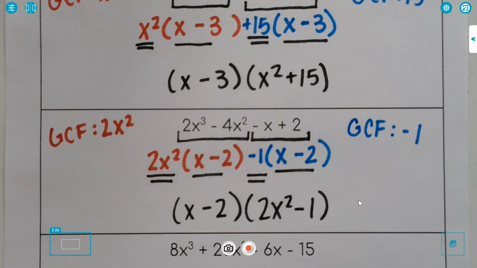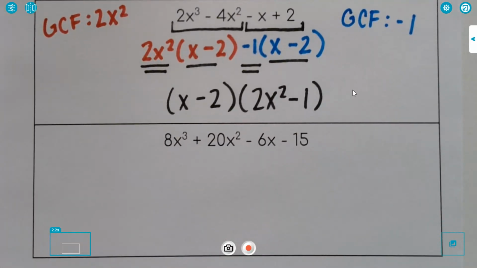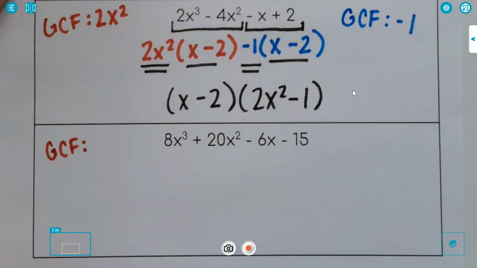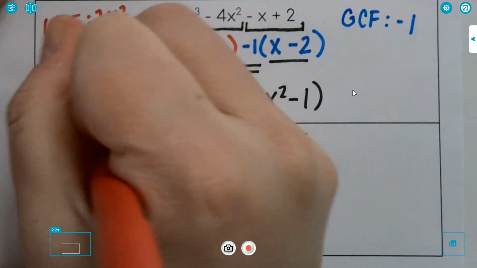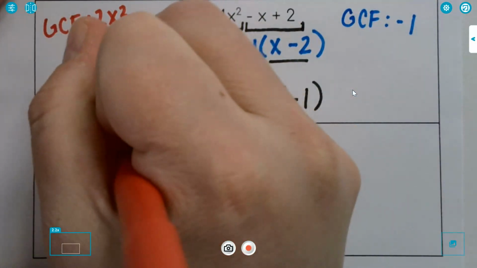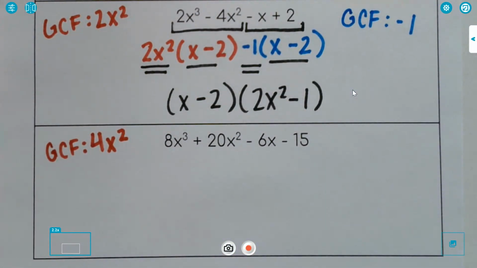Okay, last ones. 8x cubed plus 20x squared. What can I divide 8 and 20 both by? 4. Awesome. And then I've got x cubed and x squared. I can pull out an x squared. So I've got 4x squared I can pull out of these first two. Go ahead and do that.